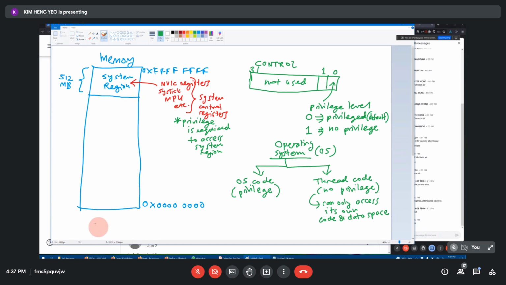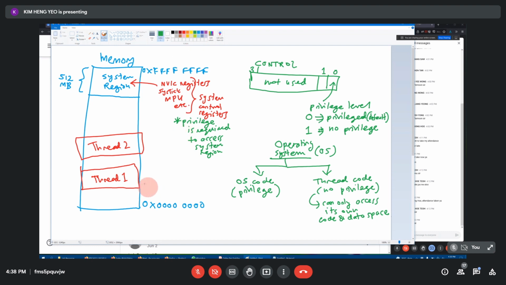So what if I have here my thread 1, and then here I have my thread 2. Thread 1, I only let it access this part of memory. Thread 2, I only let it access this part of memory. How to do that? This is where the memory protection unit comes in.